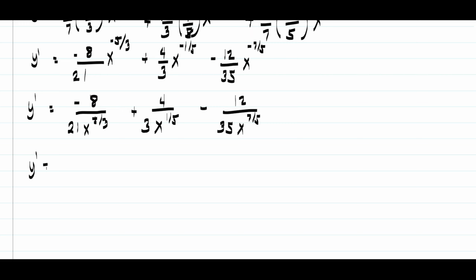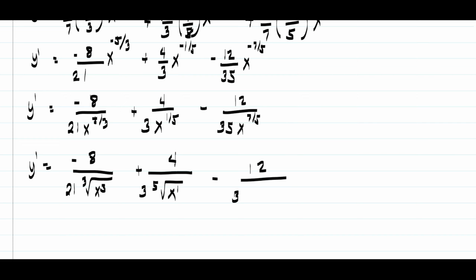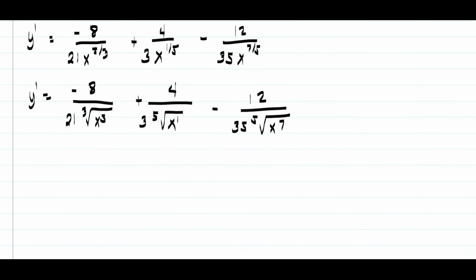So this is y prime equals negative 8 over 21 cube root of x raised to 5 plus 4 over 3 fifth root of x raised to 1 minus 12 over 35 fifth root of x raised to 7. So to simplify, since our first index is 3, this will give us 5.